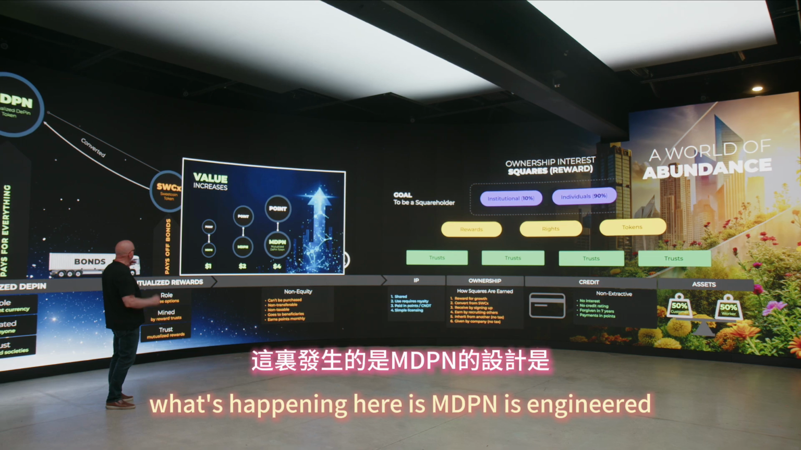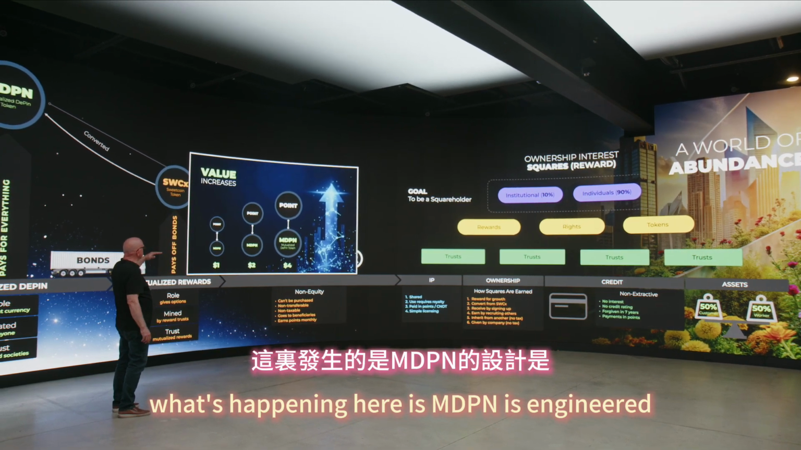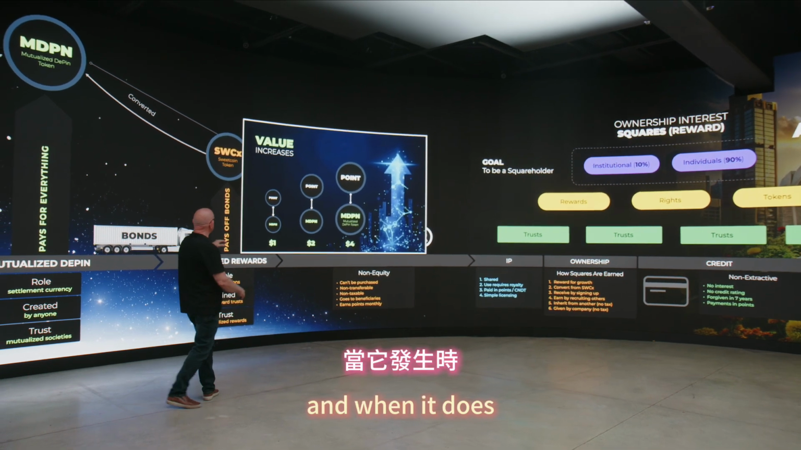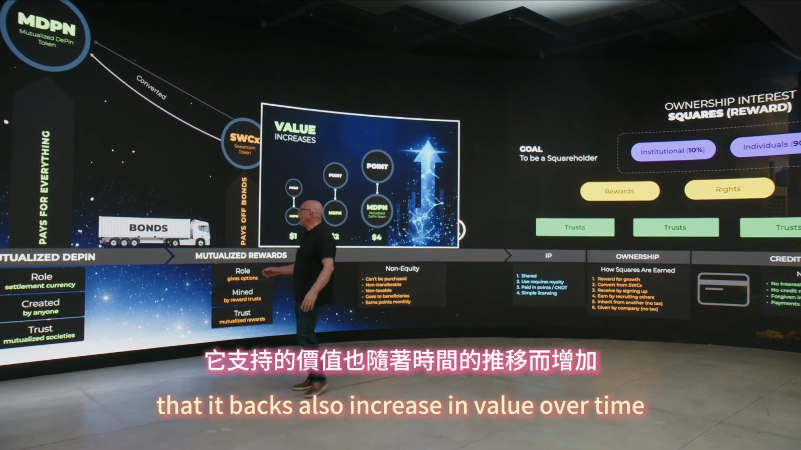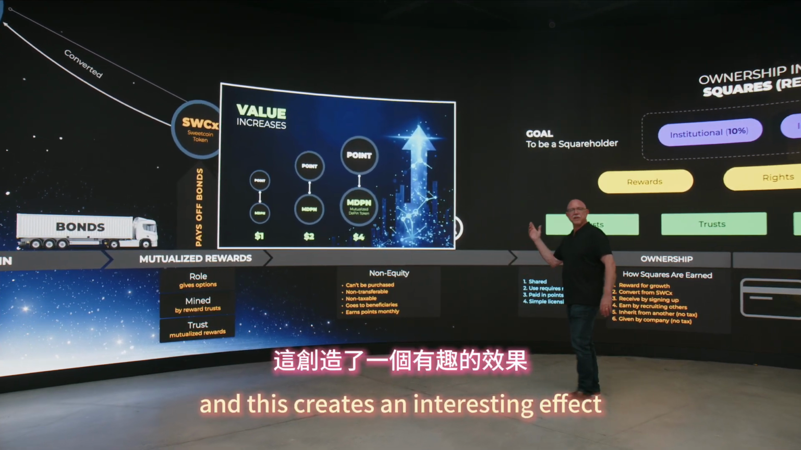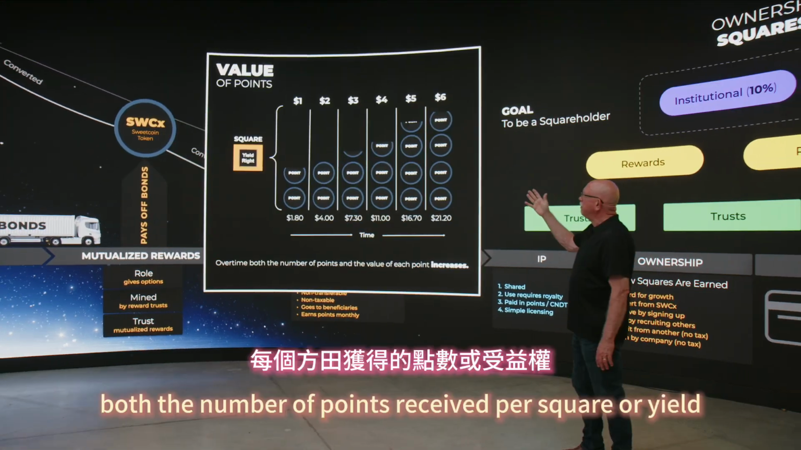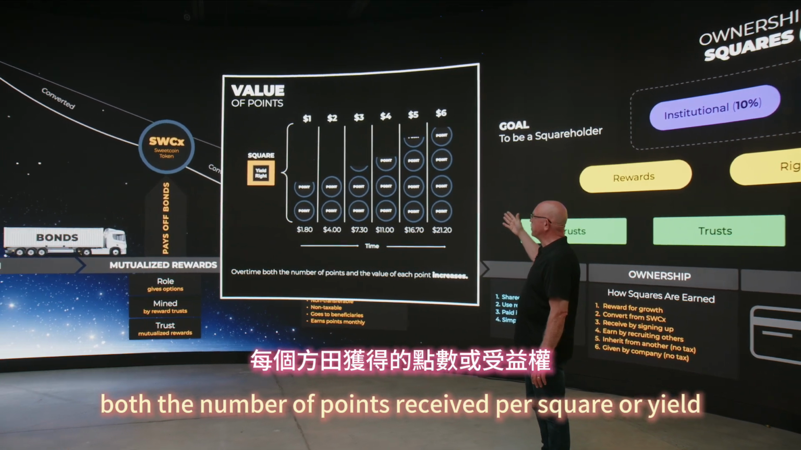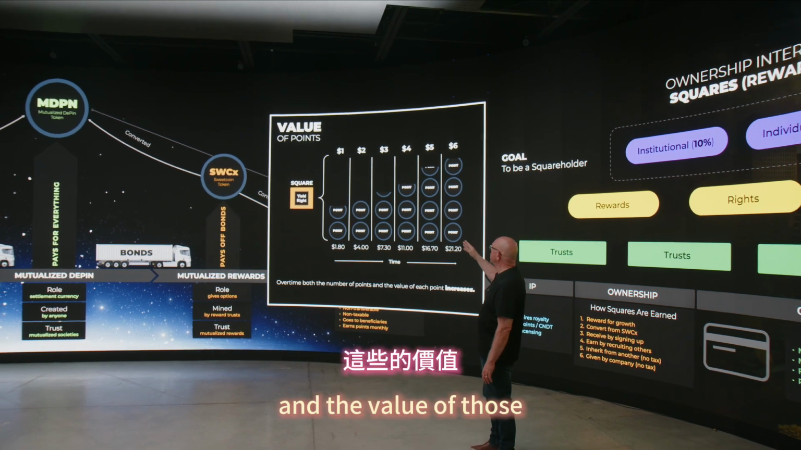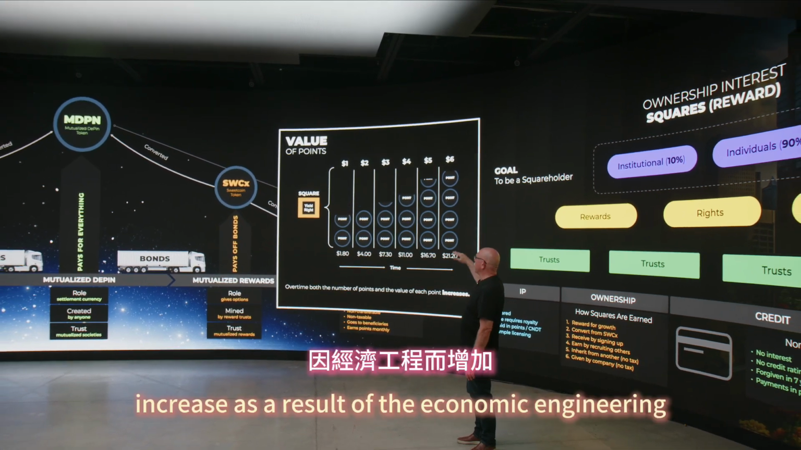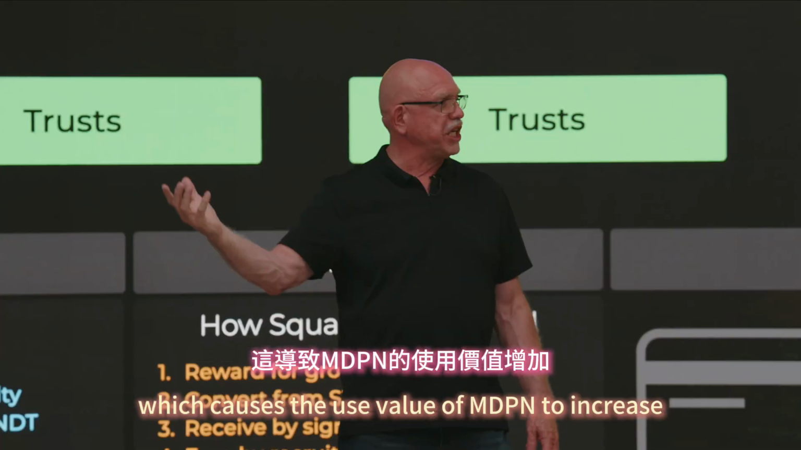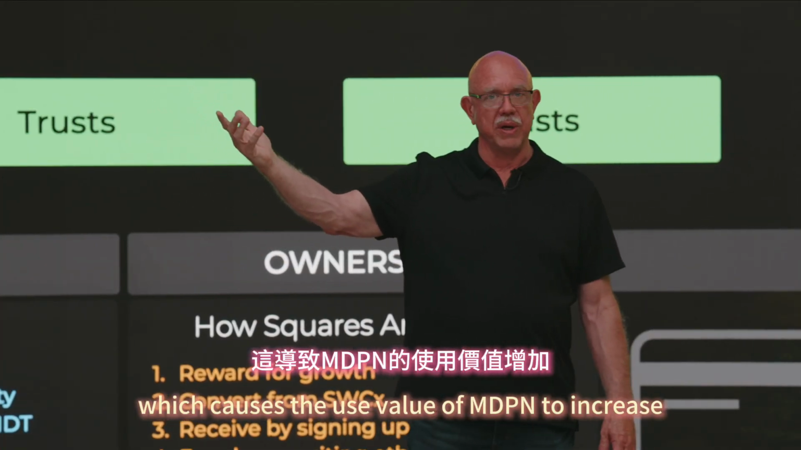What's happening here is MDPN is engineered to increase in value over time. And when it does, the points that it backs also increase in value over time. And this creates an interesting effect. Both the number of points received per square or yield right increases over time, and the value of those increases as a result of the economic engineering which causes the use value of MDPN to increase.